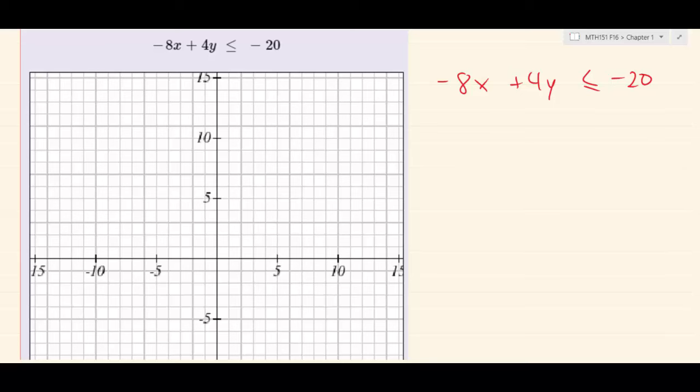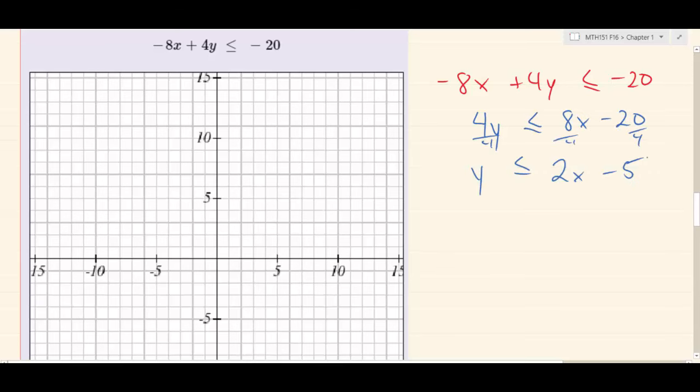So we're going to say 4y is less than or equal to 8x minus 20. If you move stuff around and manipulate the inequality, you're going to get y is less than or equal to 2x minus 5. And this looks like something, right? You can read this equation. You're like, oh, your y-intercept is -5, your slope is going to be 2.